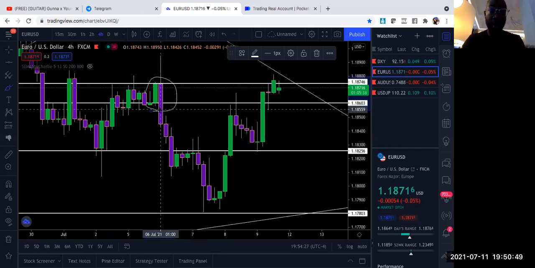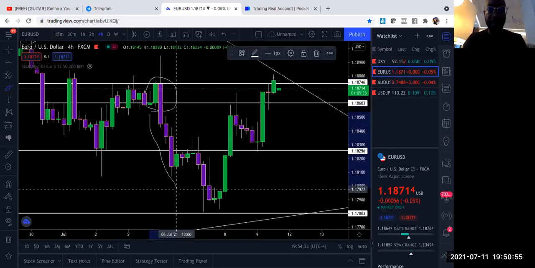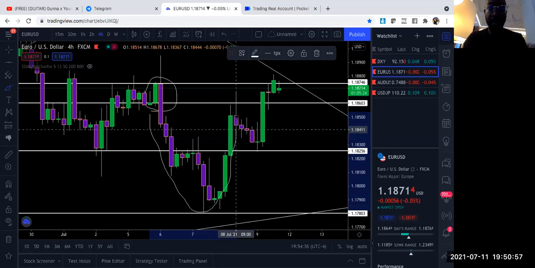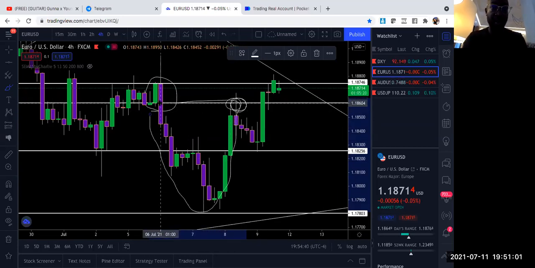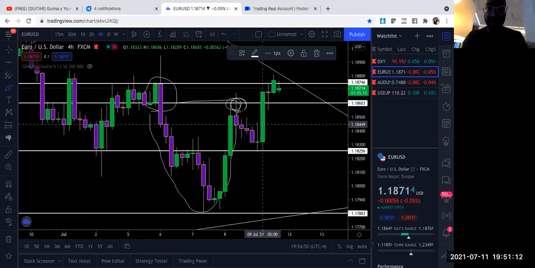So they broke out of all this. I'll just draw it and I'll erase it on the back end. So they broke out of all of this and they come back and retested what area? They come back and retested the bottom line of that engulfing candle, right? And they sold off from there again.